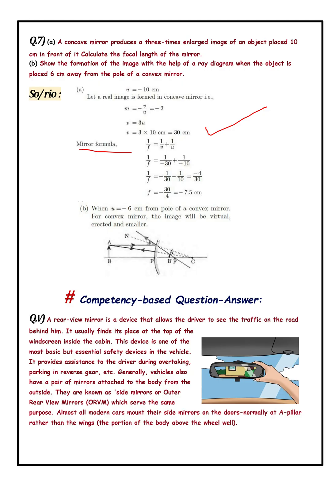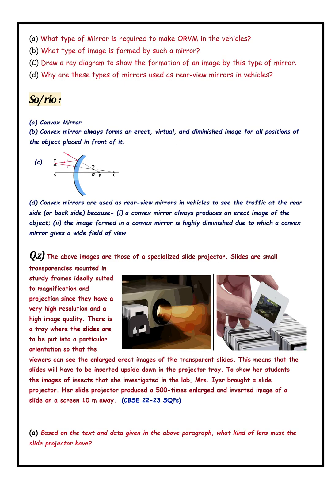So let's see the type of questions. What type of mirror is required to make ORVM in the vehicle? The second is what type of image is formed by such a mirror. So the answer for the first one, a, is convex mirror. What type of image is formed here? It forms an erect, virtual and diminished image for all positions of the object placed in front of it.